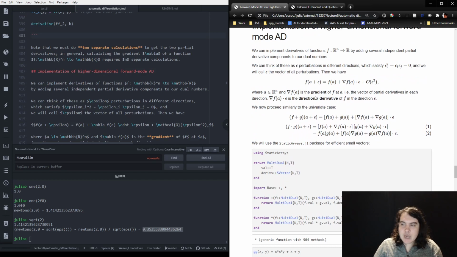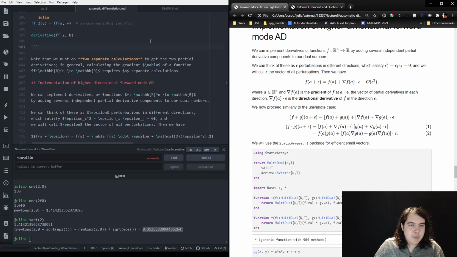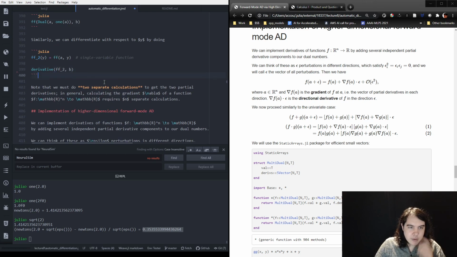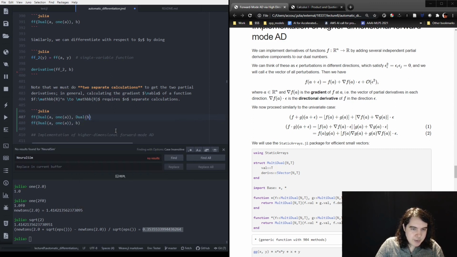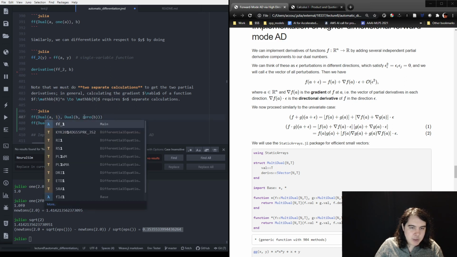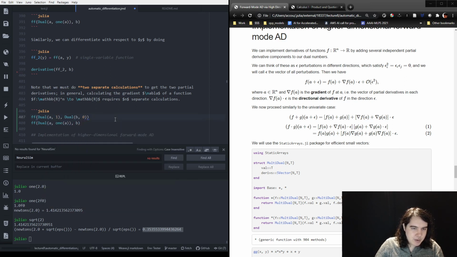The way that you can relax that is, what you really want to do is the directional derivative in different partial directions. So let's computationally write this down a little bit. What we wanted to do is calculate ff of dual a, b, and then dual 0 of b. So we want to do this with a 1, this with a 0. To make things simpler, I'm just going to make this 1 and 0. So we want to do this operation, and then we want to do this operation.